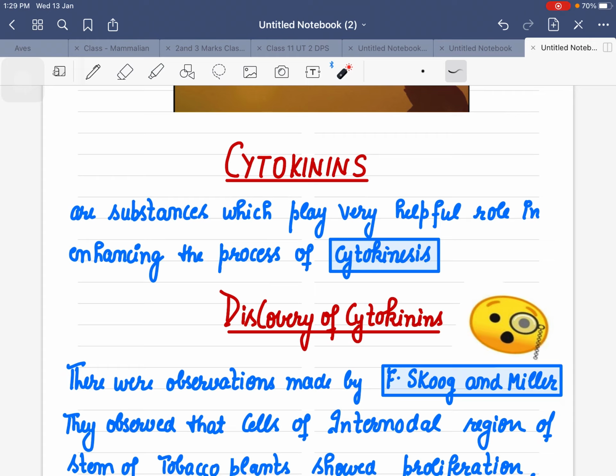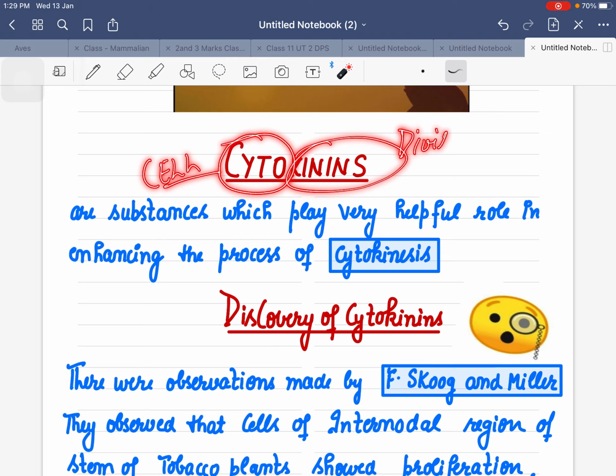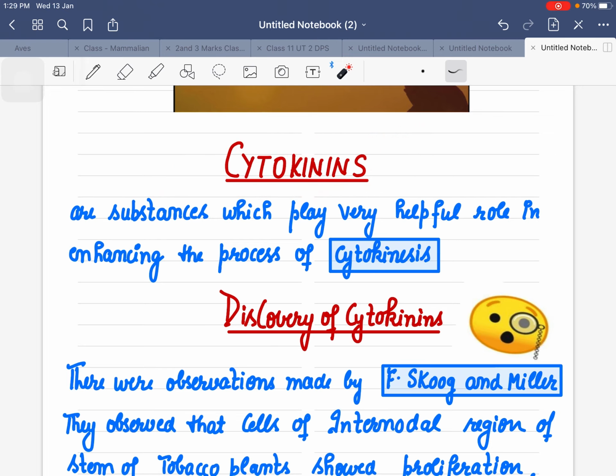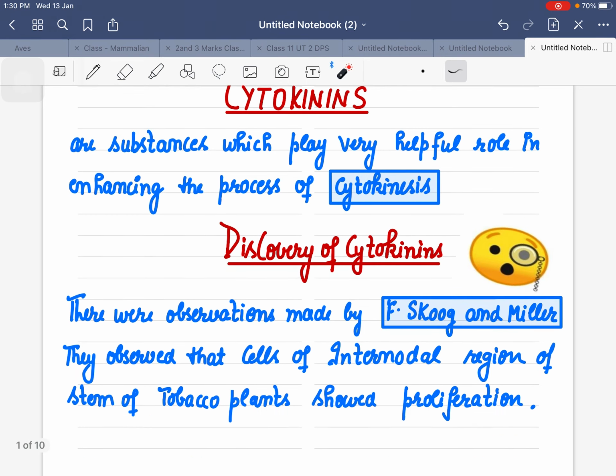Cytokinins, when we say what are cytokinins, just look at its name. It means something they are going to do with the cell. And kinesis, you know that it means they are going to play a role in cell division, right? So they are the substances which play a very helpful role in enhancing the process of cytokinesis. And what is cytokinesis? Division of cell cytoplasm during the cell division basically. So when cytoplasm divides, these cytokinins, these substances, they play a role in division of cytoplasm.